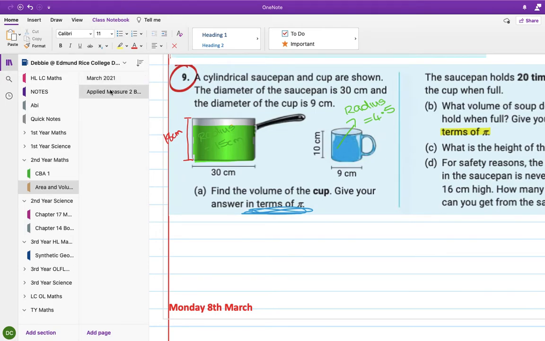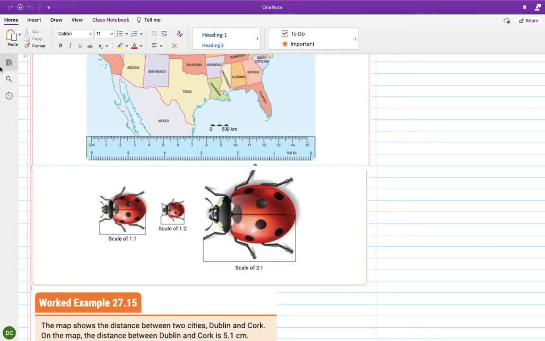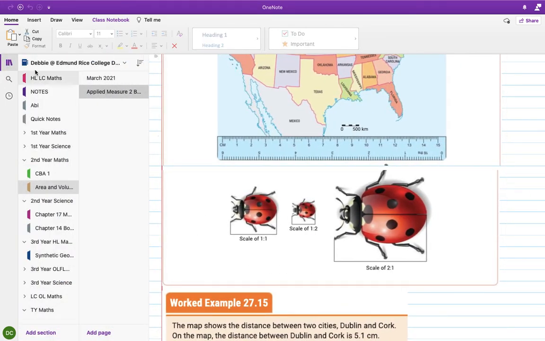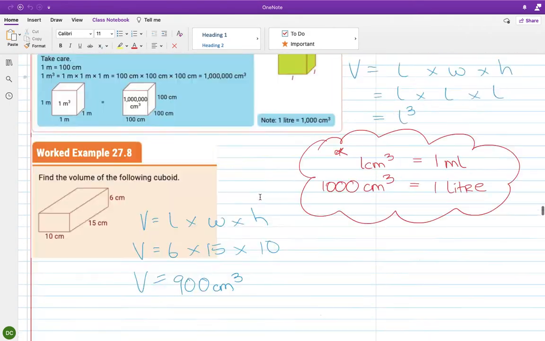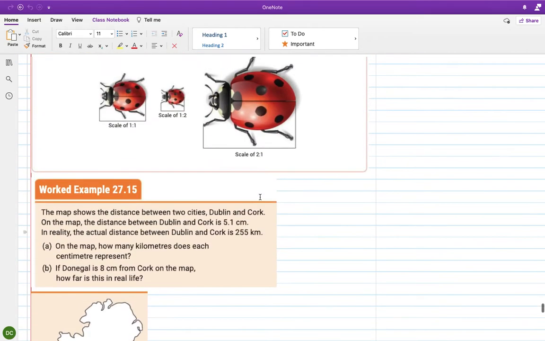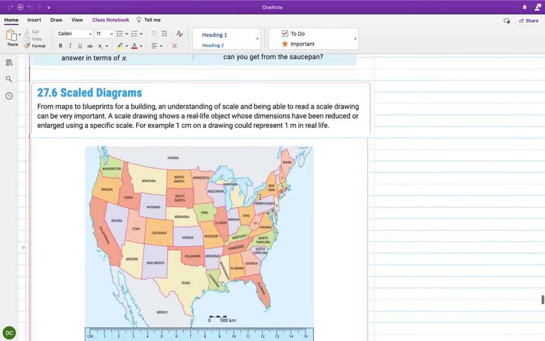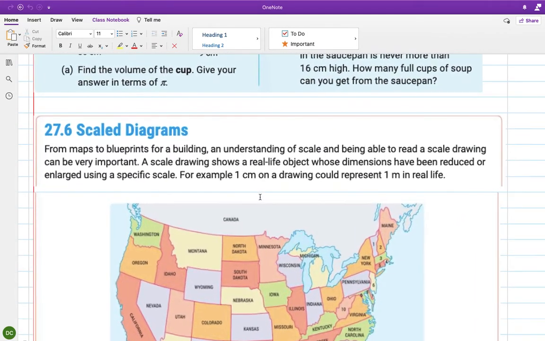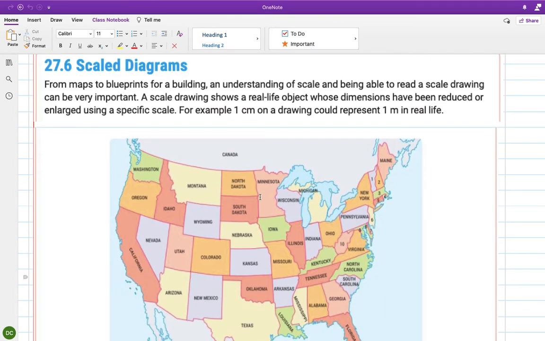Right, so we go back in here, and this is the last bit of the ordinary level book. Although I will say those homework questions were not ordinary level. I mean, they're in the book, but you'd never get them at ordinary level. So anyway, the last thing in the ordinary level book is scaled diagrams, okay?